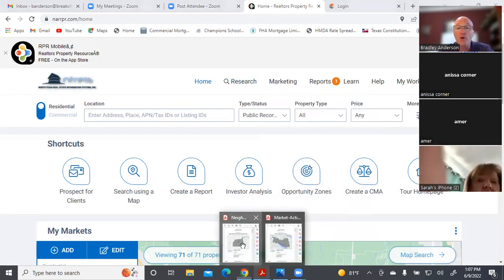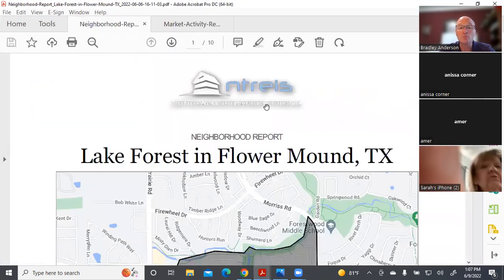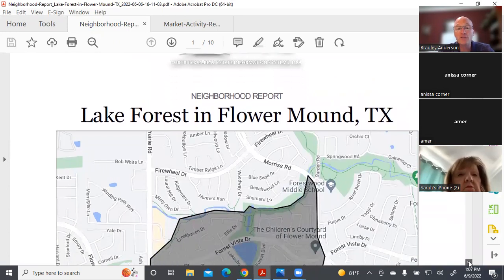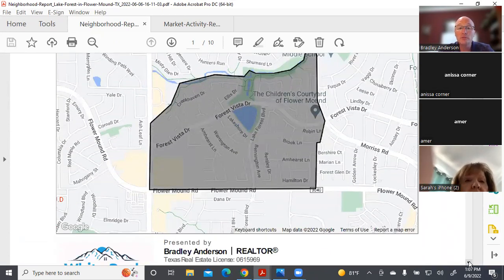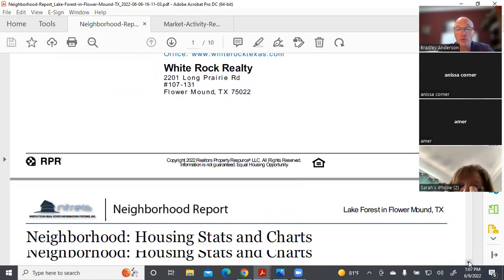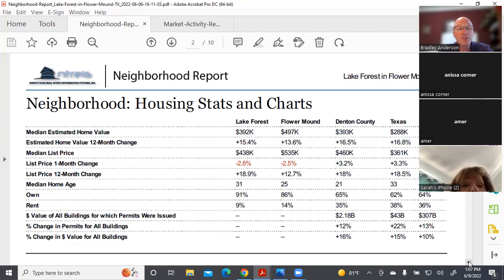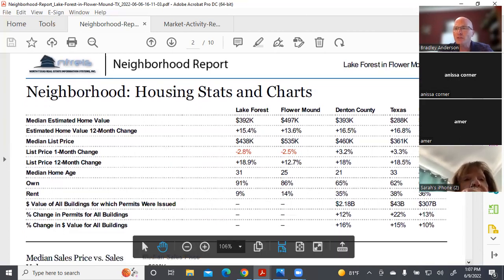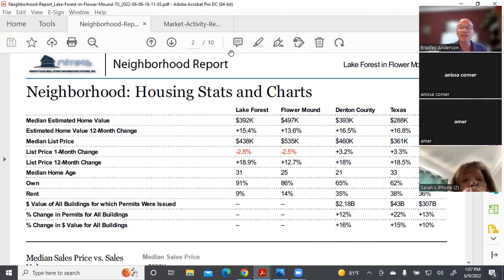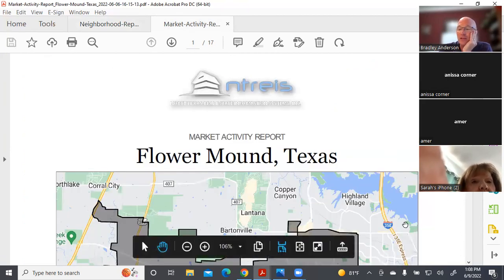So let's go into the neighborhood report. This is 10 pages long, and it gives me an outline of what the boundaries are for Flower Mound. I'm going to scroll down, and the first thing I come to is some various statistics. Let's just run through these. I actually live in the Lake Forest subdivision. I'm sorry, that's a neighborhood report. Sorry about that. Let me go back.